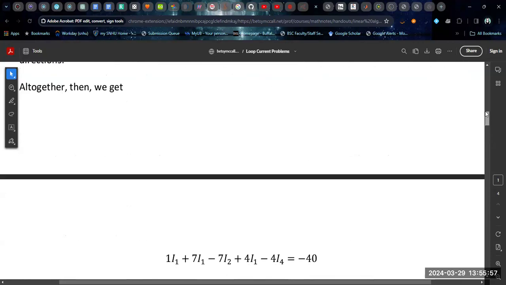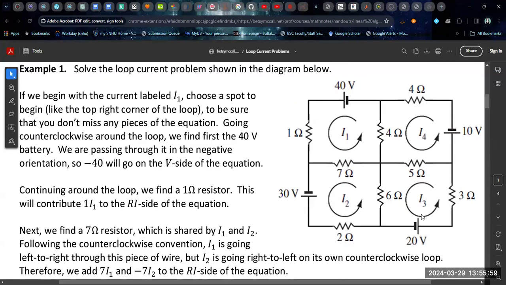And then finally, it's a common convention to put them in the order of the 1, 2, 3, 4 subscripts, because we're going to put these in a matrix, and so we should put them in the right order. And then as we go through the I4 current, again starting at the top, we have our 4 ohm resistor, which is only on I4, so plus 4 I4.